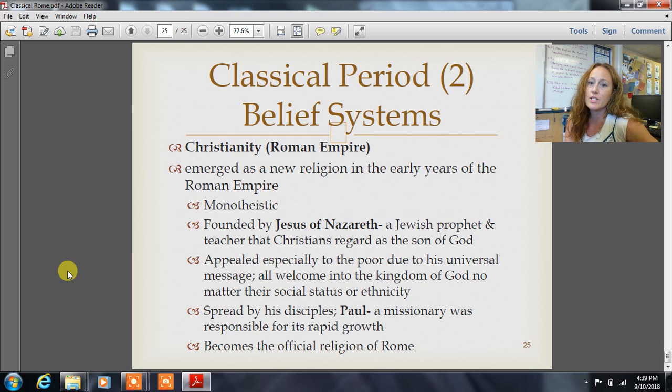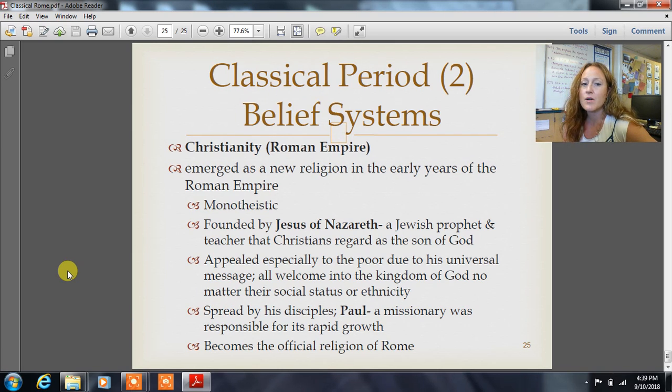It emerged as a new religion in the early years, monotheistic, founded by Jesus of Nazareth, a Jewish prophet and teacher that Christians regard as the Son of God. Part of the reason why it's so popular is that a lot of Rome was slaves, or they were poor. A third of the population was slaves. So again, a religion that promises that if you accept God or Jesus into your life, you're going to be equal and loved under the eyes of God. This is very appealing to a society where a third of the population is slaves.